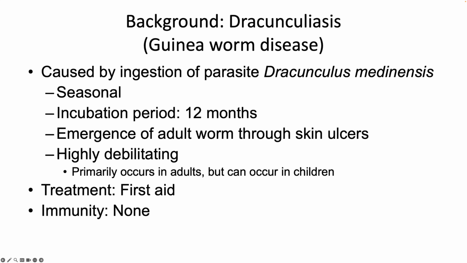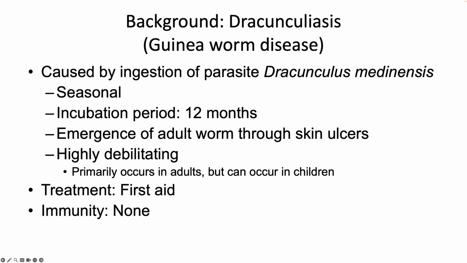Dracunculiasis, or guinea worm disease, is caused by the ingestion of a parasite. It occurs in a seasonal way, and it has an incubation period of about 12 months. So with guinea worm, the time from infection to when symptoms begin to develop is about a year. In terms of symptoms and clinical presentation, an adult worm emerges through skin ulcers, usually in the lower extremities of the body. And when this happens, it can be very debilitating. It usually occurs in adults, but also can occur in children.